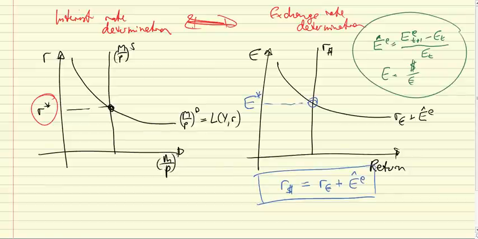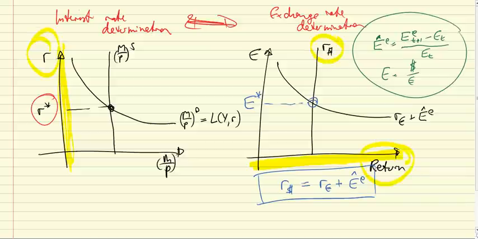Now we want to put these two together. How do we do that? It's easy to see here that this axis and this axis are the same. We have here the interest rate, and here we have the dollar interest rate, so that we can, in fact, put the left-hand graph on the bottom of the right-hand graph by turning it 90 degrees towards the right. Let me go to a new page and show you how we'll do that.